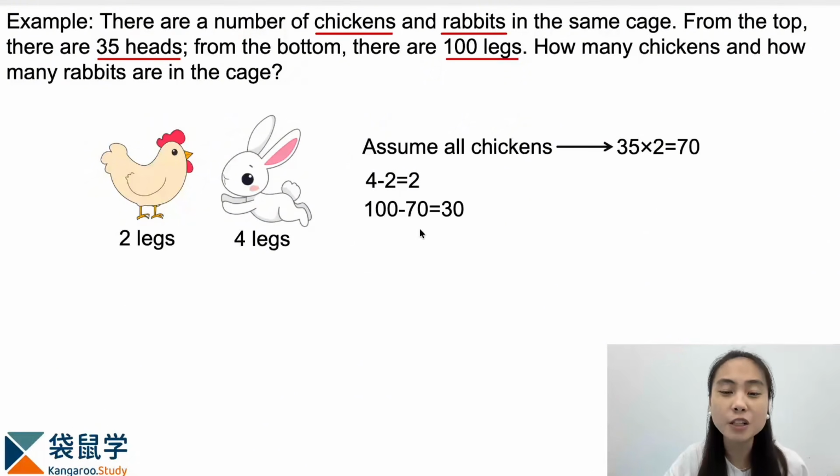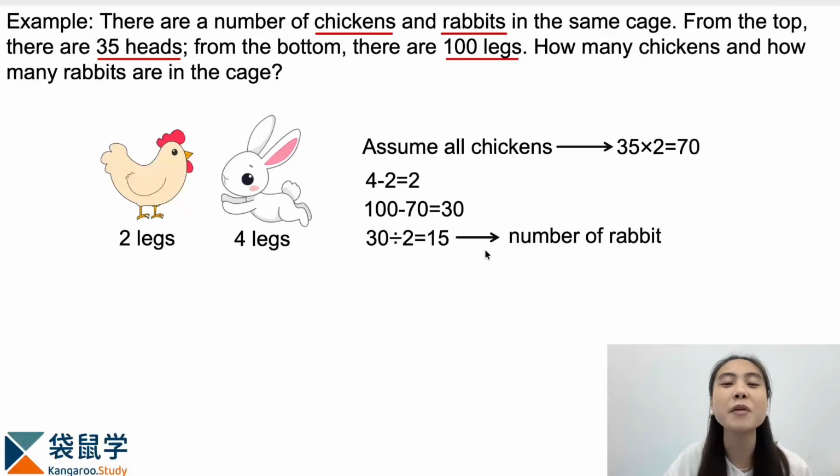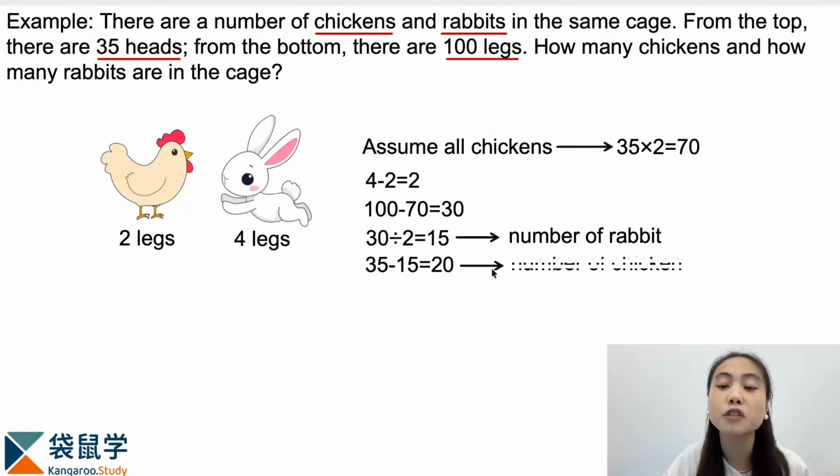And here class, we need to increase how many legs totally? It should be 100 minus 70 equals 30. Then we can use 30 divided by 2 equals 15. So class, the 15 is the number of which animal? It should be the number of rabbits. Then can we know the number of chickens? We can use 35 minus 15 equals 20. And this is the number of chickens.